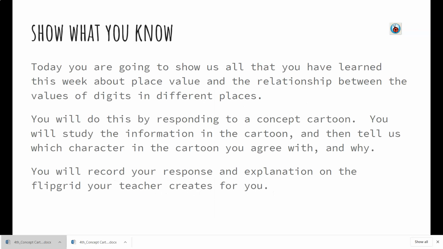Okay, so today you're going to have a chance to show us all that you have learned this week about place value and the relationship between the values of digits in different places. You're going to do this by responding to a concept cartoon, and we use these concept cartoons from time to time in math. And what you're going to do is study the information in the cartoon, and then tell us which character in the cartoon you agree with and why.